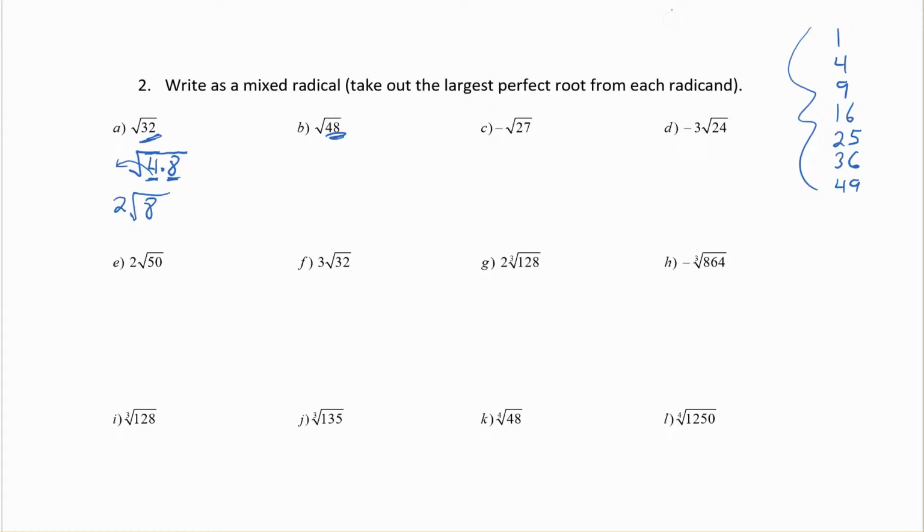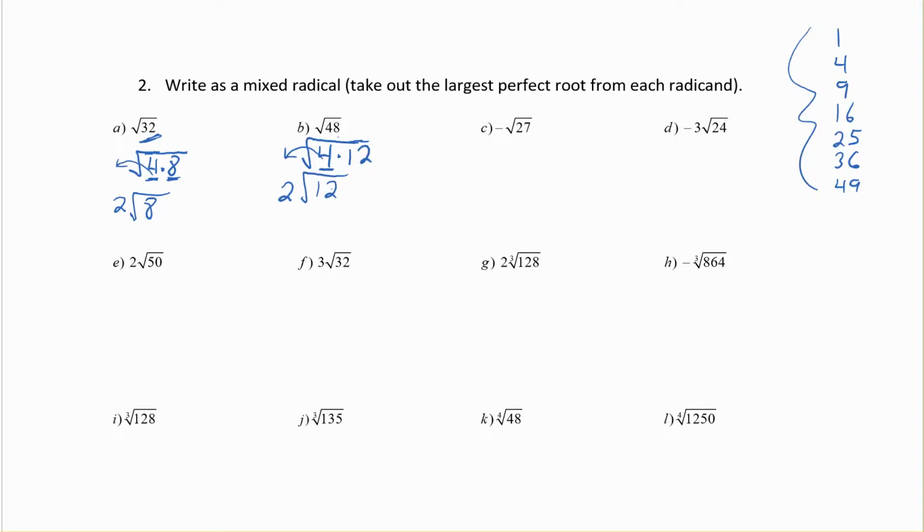So 48, I'm going to rewrite this as 4 times 12. So again, now I've got a perfect square, 4, underneath the square root symbol. So I can take this out. This can now come outside the square root symbol, but when I take it out, I have to take the square root of it. So that's going to be now 2. Square root of 4 is 2. And what's left is 12.